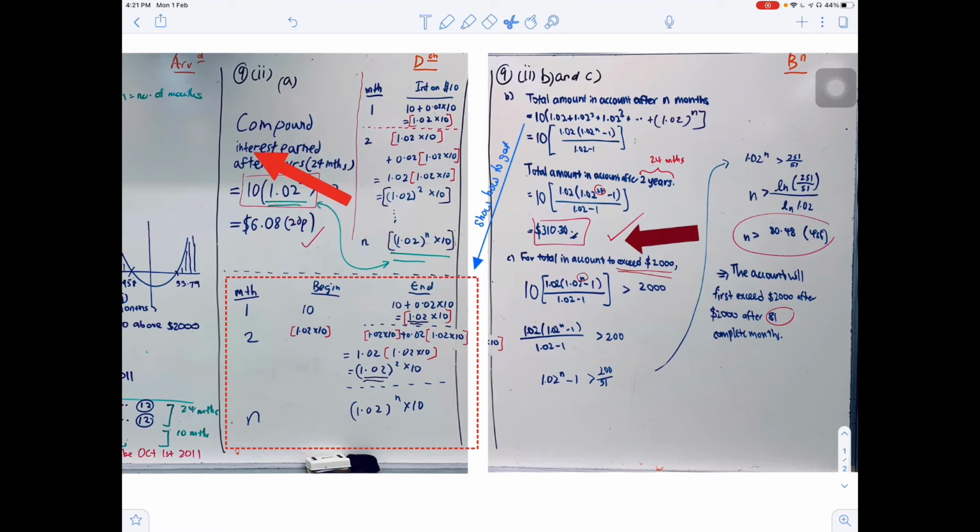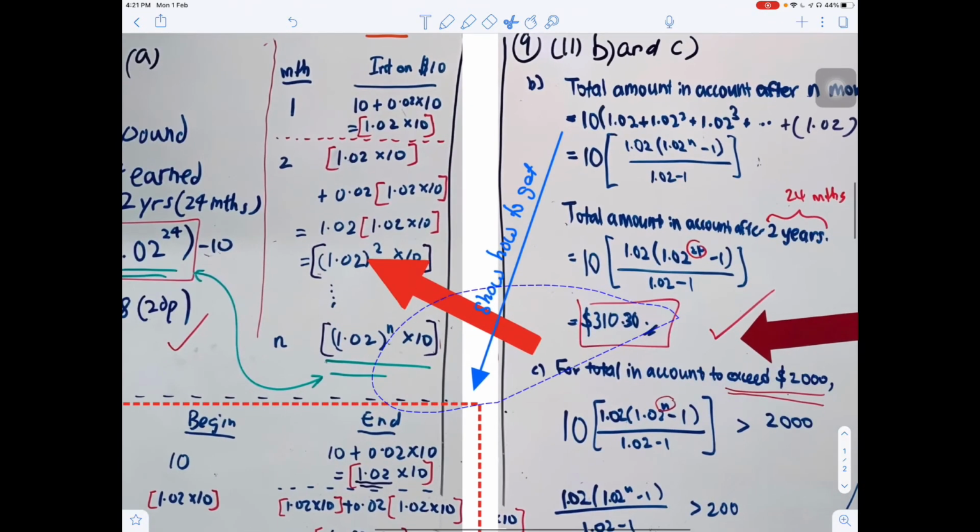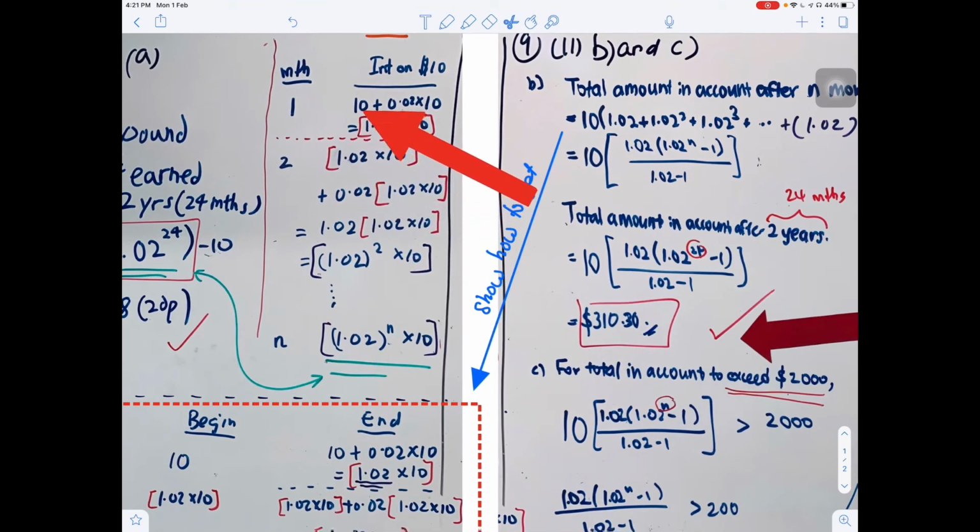So what is the compound interest on the principal amount that was put in? The principal amount for 9 part 2A is that the person put in $10 in the first month. We are interested in the total amount that we get from the interest acting on this principal $10 that we put in earlier on. So the first month we have $10. At the end of the month it will be 0.02 of that $10. So simplify that.